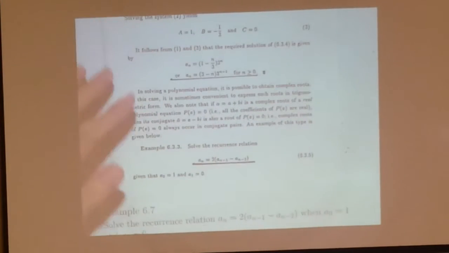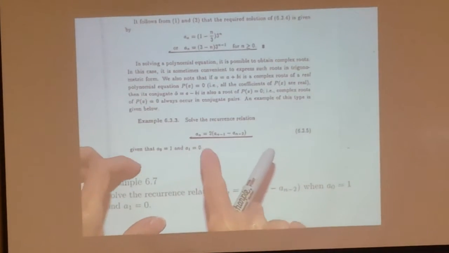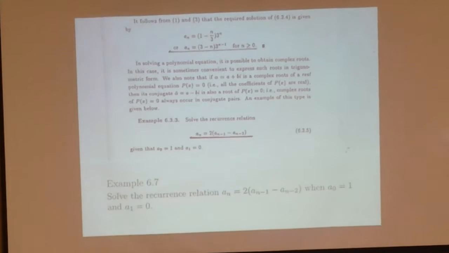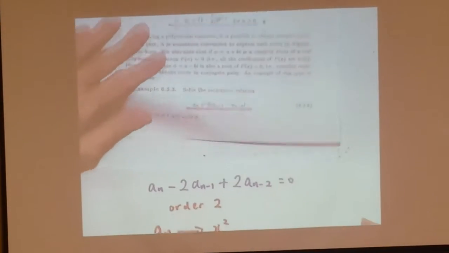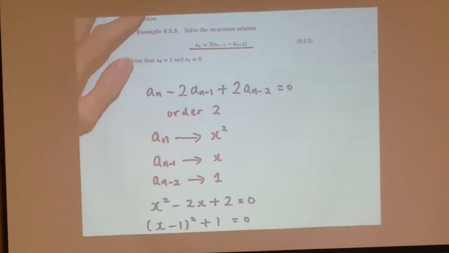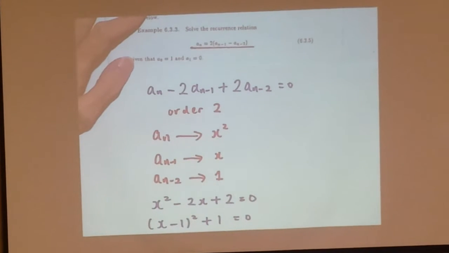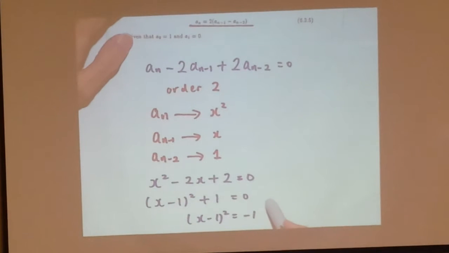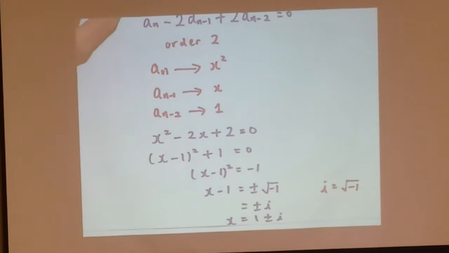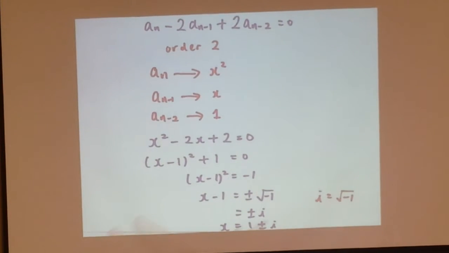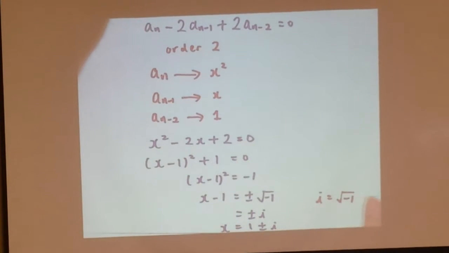Okay, let's look at the solution here. You have a n is 2 a n minus 1 minus a n minus 2. So we can write out the characteristic equation. It will be x squared minus 2x plus 2. And if you solve for the roots, you get 1 plus or minus I.